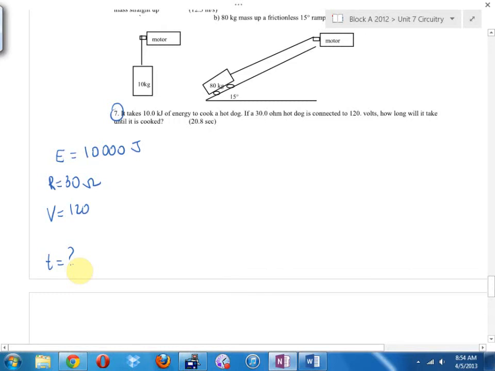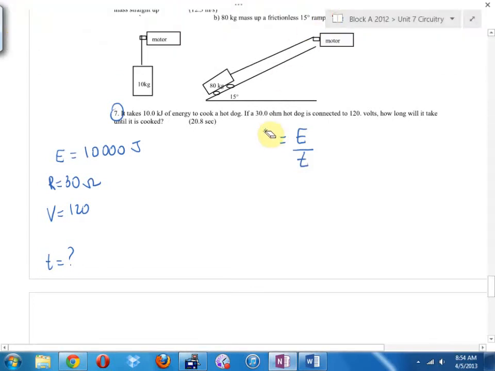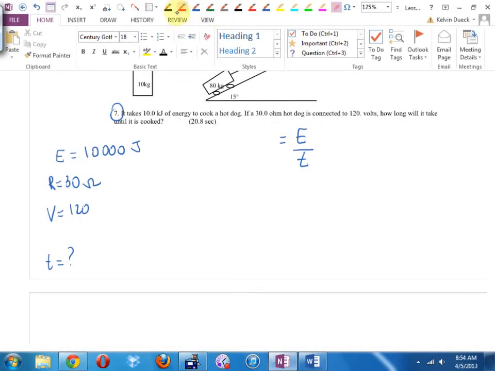Well, I think what I'm going to jump at is that power equals work or energy divided by time, because that's the equation that has time in it. Problem is, I don't know the power. Oh, wait. Remember I said yesterday, if I know any 2, I know 4. I do have an equation for power.